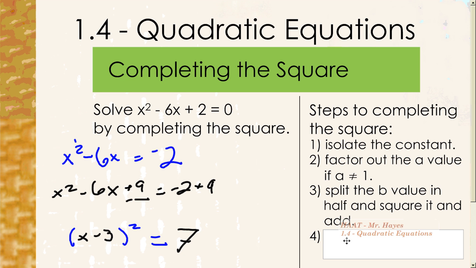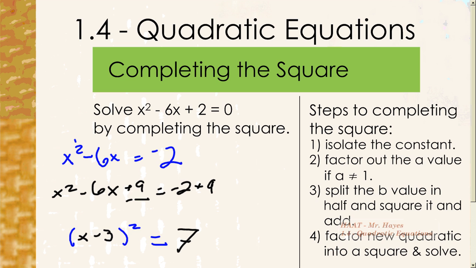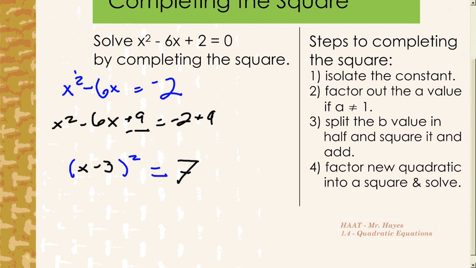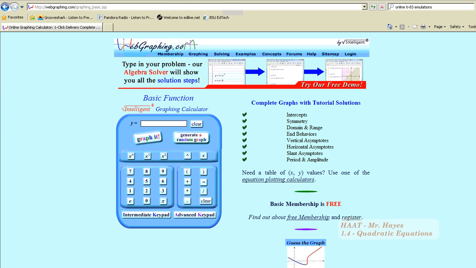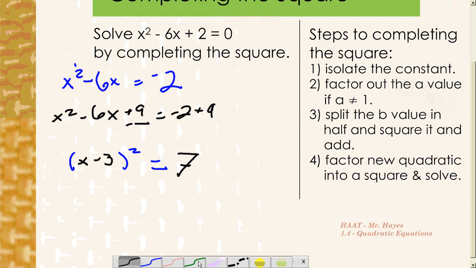And then the last step is to factor the new quadratic into a square and solve. This we already just basically did. This is kind of where we're going. So now to solve this, we're going to go ahead, oops, apologies, and take the square root of both sides.